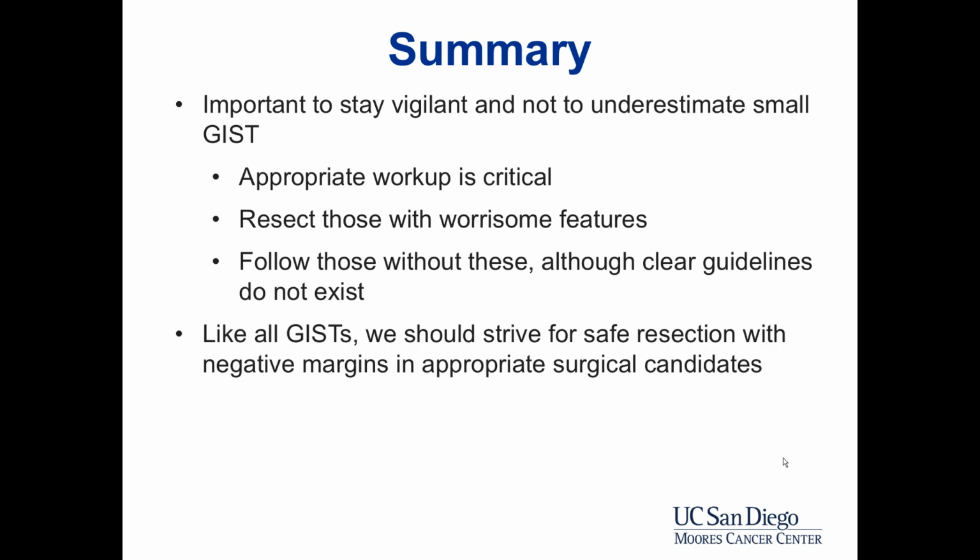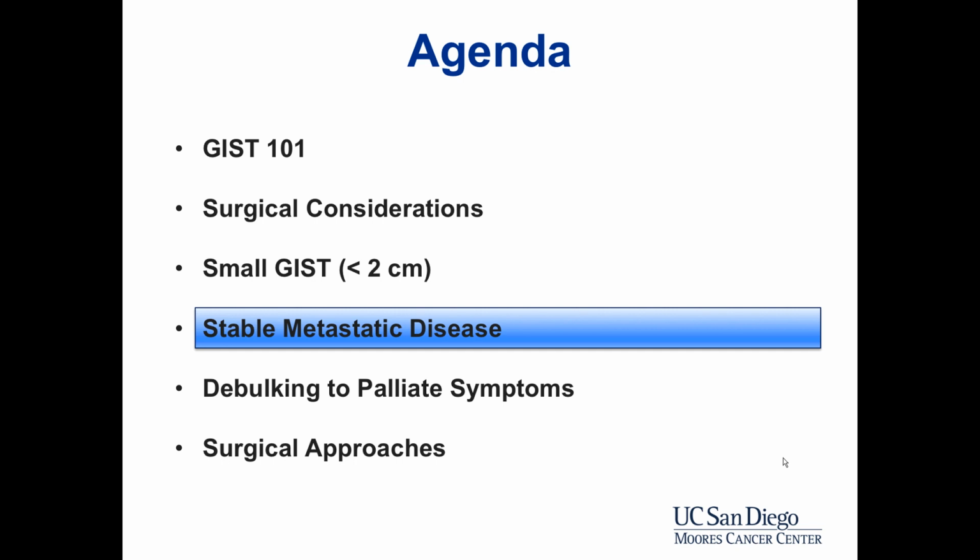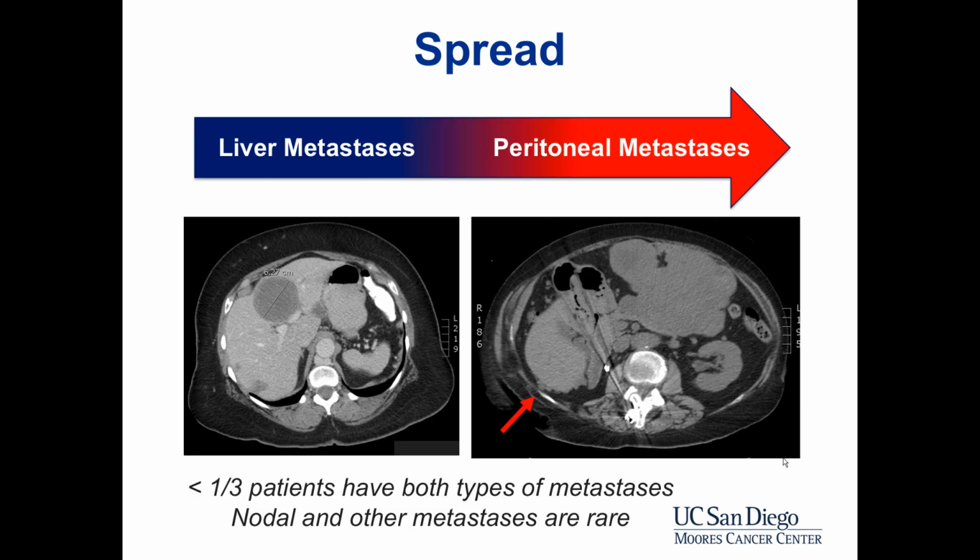Ultimately, if we're going to proceed with resection of one of these tumors, like larger GIST, we should strive for a safe removal of the tumor with the goal of getting negative margins in appropriate surgical candidates. The next section we're going to talk about is stable metastatic disease. This is often a question that comes up of how to manage patients with stable metastatic disease.